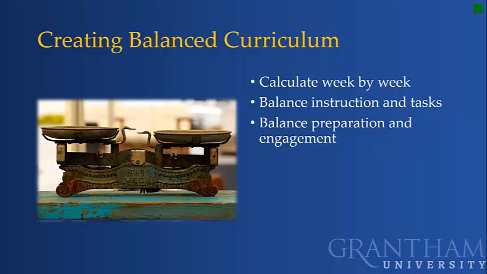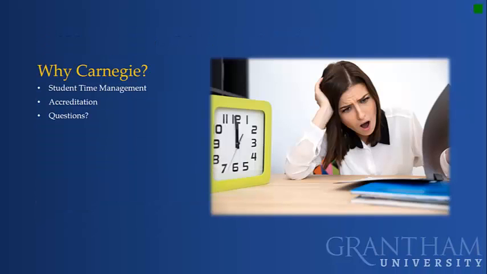Are we providing the proper ratio of preparation to engagement for a given week? How much of a student's preparation time is spent doing a single task? Carnegie unit information is provided to our students in the course syllabus to aid in their time management and is also provided to our accrediting body. If you have any questions or concerns about how to calculate the number of hours needed for content in your course, please discuss them with your instructional designer.